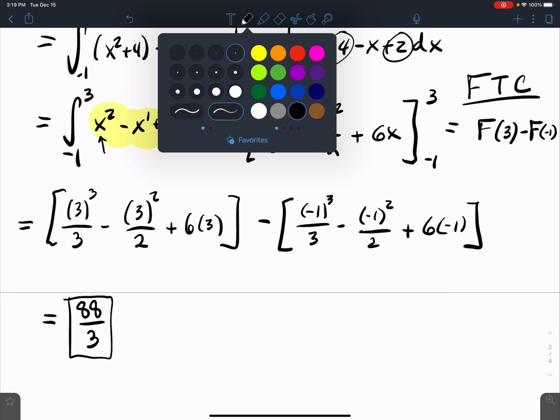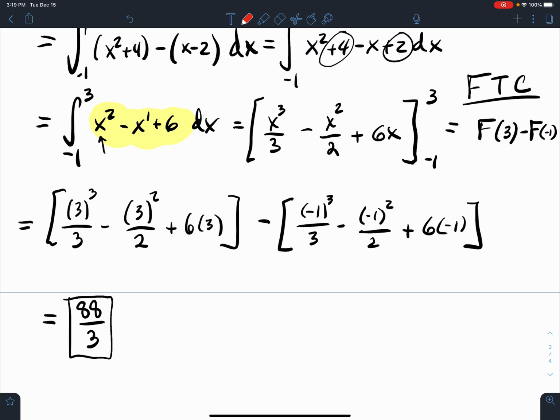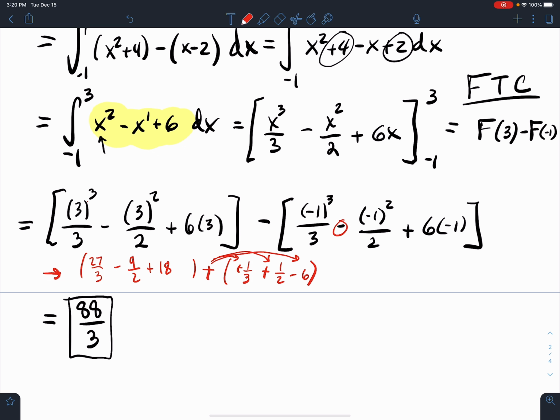I guess I could simplify this a little bit. I guess that'd be 27 over 3 minus 9 over 2 plus 18. And then minus, let's see, that'd be -1/3. And then negative squared makes it positive, so that's a half. And that negative there makes it negative, and then minus 6 there. But then the negative here distributes to each of these, so all those become positives.